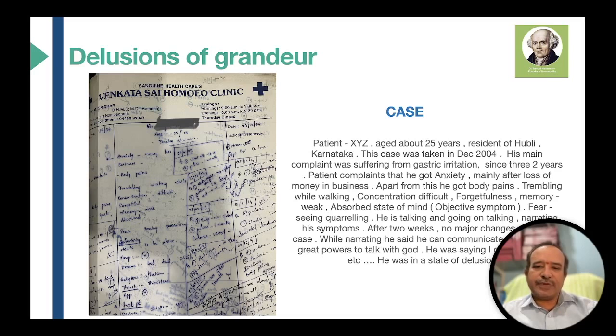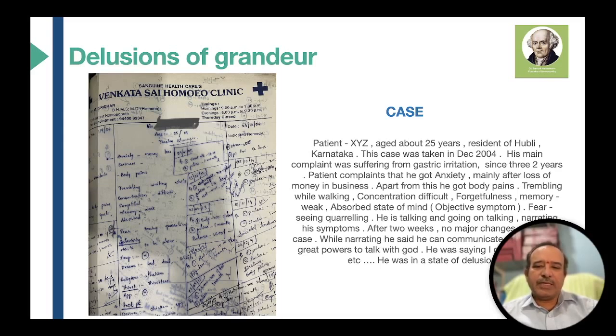His main suffering is gastric irritation since 2 years. The patient complains of anxiety after loss of money, business loss, and also body pains, trembling while walking, difficulty concentrating, forgetfulness, weak memory, and he was in an absorbed state. While taking the case history, he used to go as if into a blank mode. When I insisted that he tell me his symptoms, he used to go on talking, in a loquacious mode of mind.